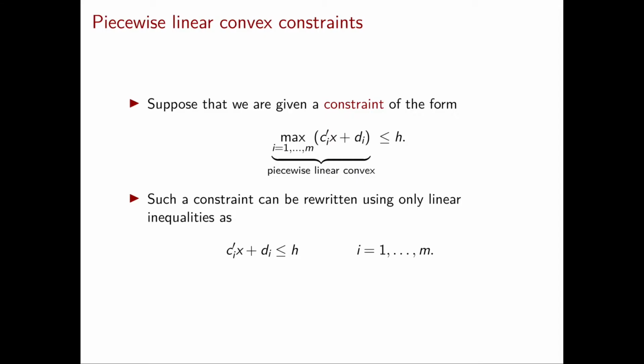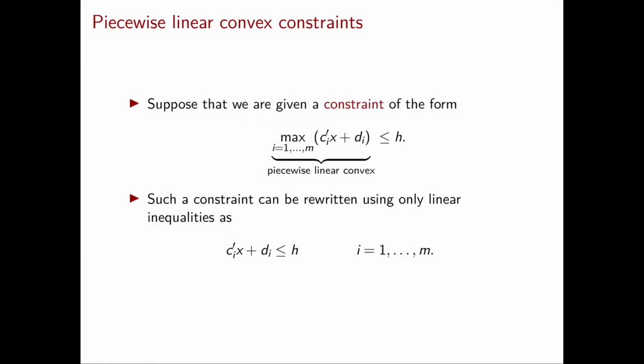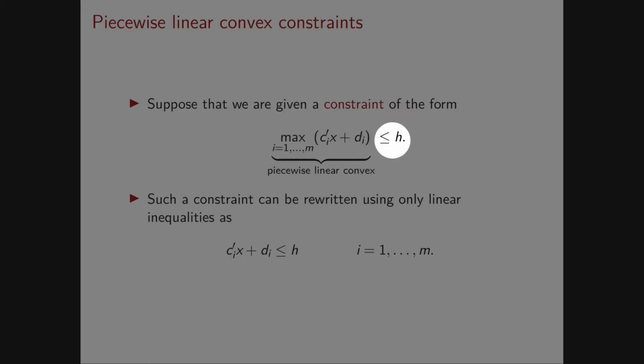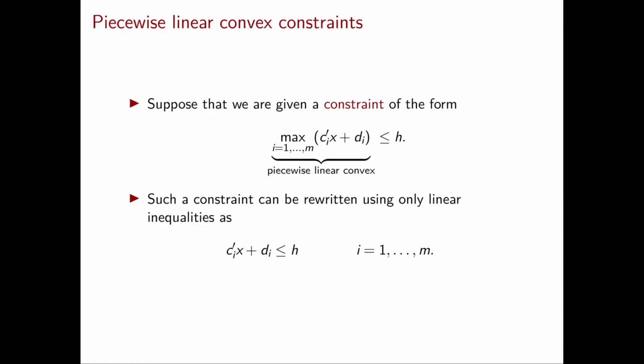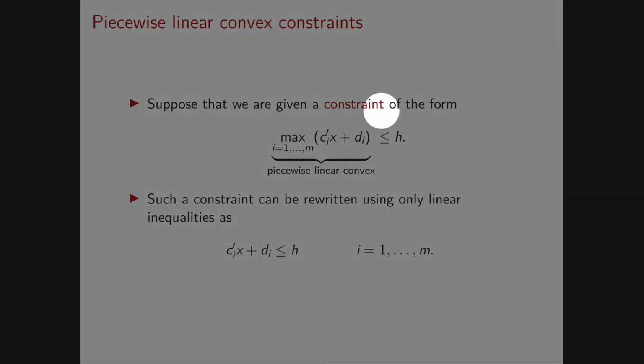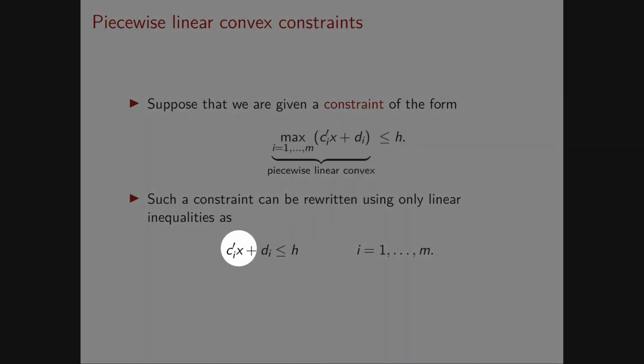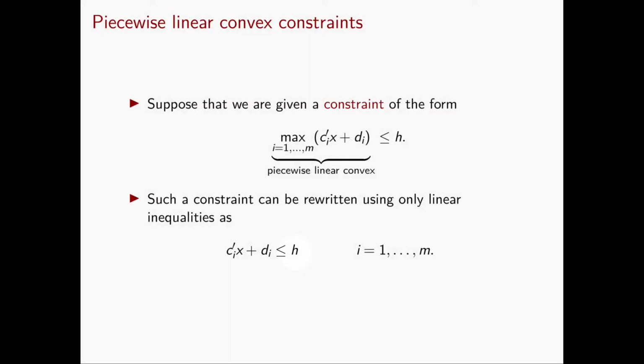Let's say you have a solver to solve linear programming problems, and you can't just use the solver with this inequality because it's going to return an error telling you that this is not linear. However, there is an easy way to write this constraint using only linear inequalities. In fact, it is easy to check that the maximum of a number of functions is less than or equal to h if and only if each function is, in fact, less than or equal to h. Therefore, instead of writing this piecewise linear convex function, we can write all the m linear inequalities c_i x plus d_i less than or equal to h.